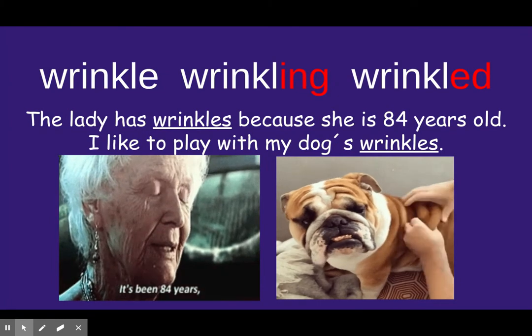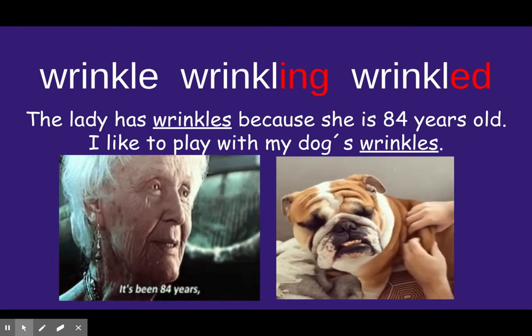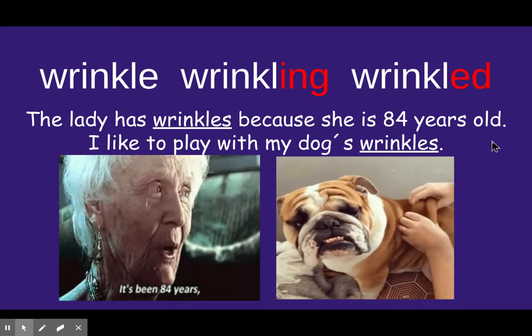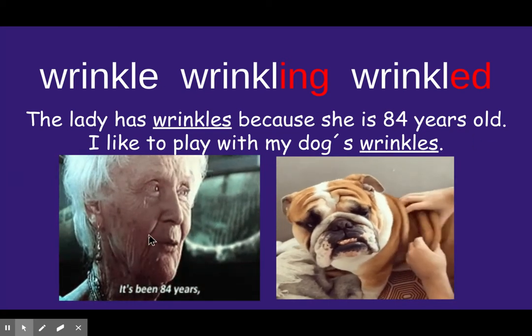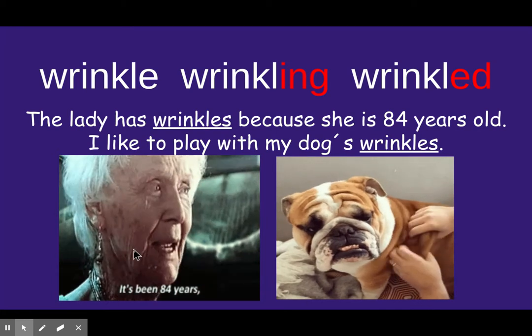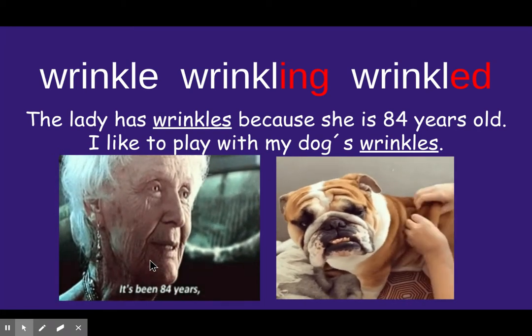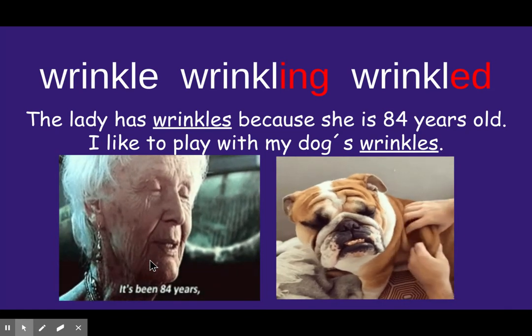Next word is wrinkle, a verb. So we have wrinkling, wrinkled. The lady has wrinkles because she is 84 years old. And so you can see the wrinkle all right in here. You can see the crease of the wrinkle. And remember, a wrinkle is a fold. It's a crease. It's a line.